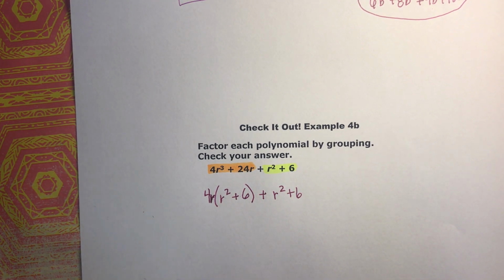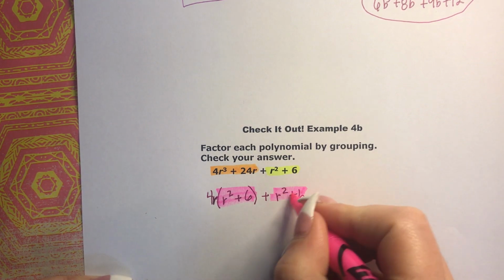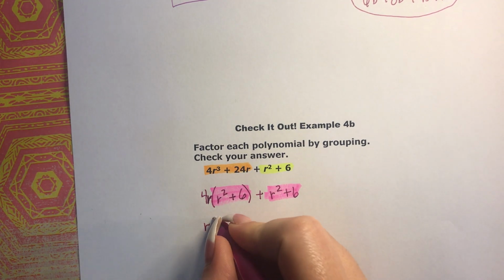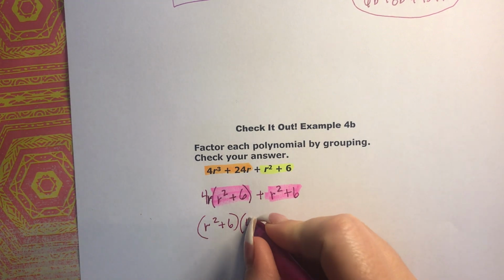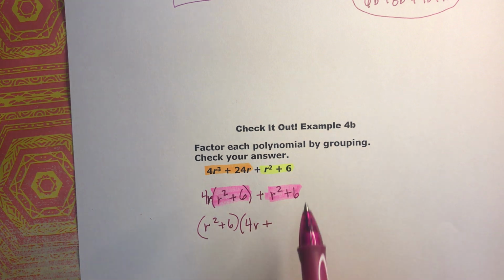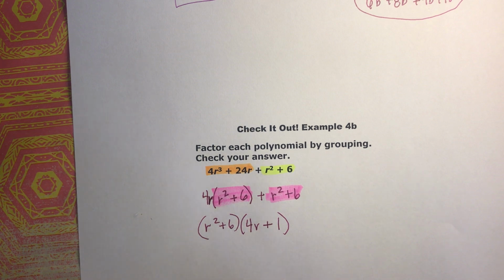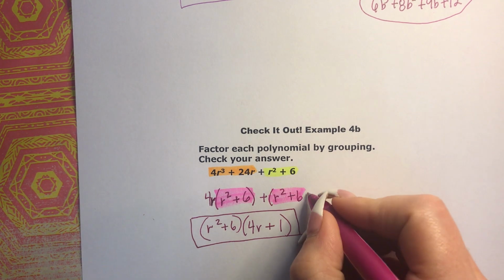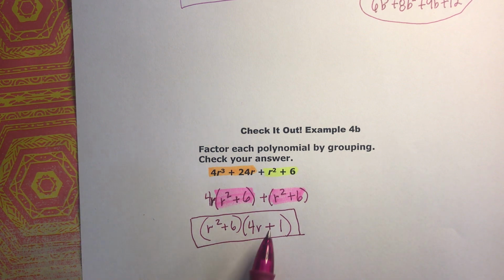Now this one is a tad tricky, right? Because we didn't really factor anything there. But if you see, we have r squared plus 6 here, and we have r squared plus 6 there. So we can actually factor out that r squared plus 6. And what we're left with is 4r plus, and then this would be 1. Okay, that is the answer. So whenever you factor out the whole thing, like completely, that r squared plus 6, what you leave in its place is you have to put a 1 there.